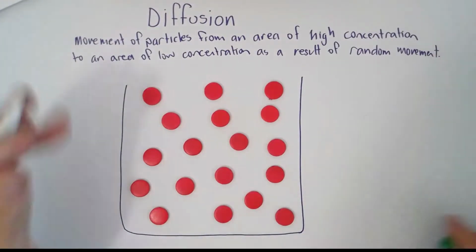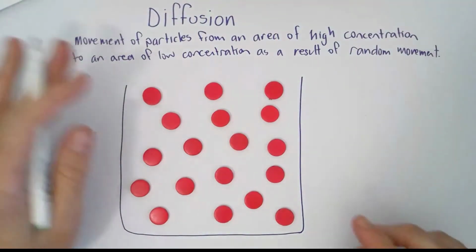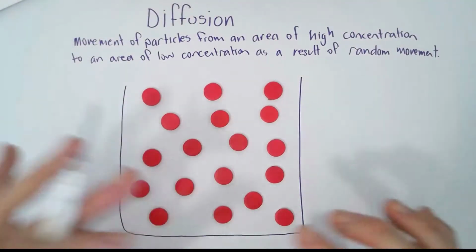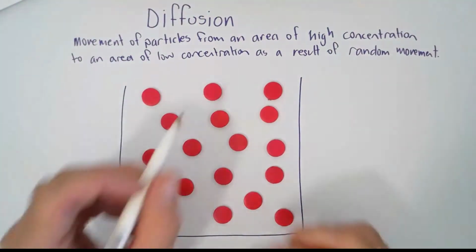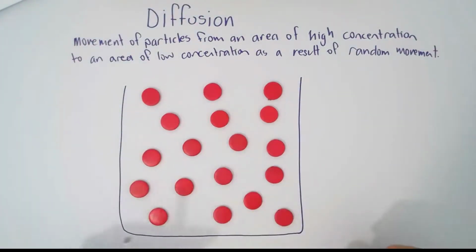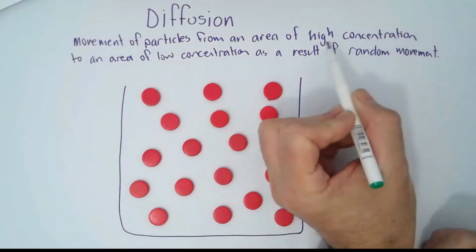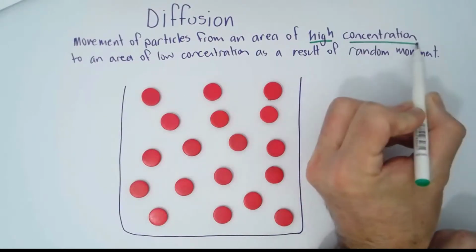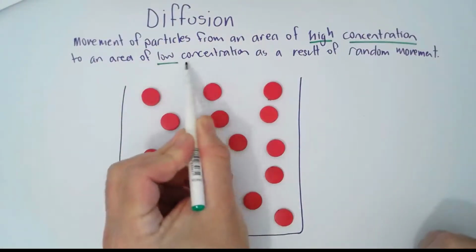So of course it's movement of particles. We know particles are always moving, so that part's fine. We know everything's made of particles. They move from an area of high concentration to an area of low concentration. So let's have a look what we mean by that. High concentration to low concentration.